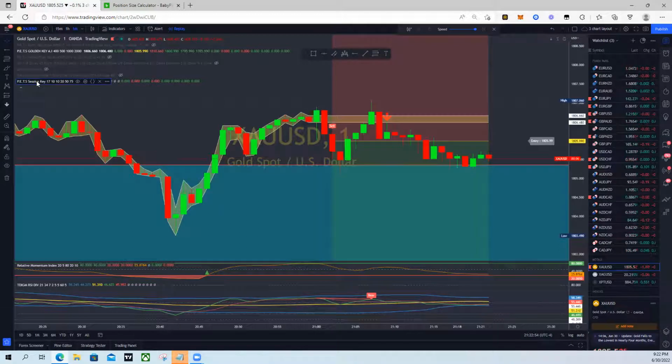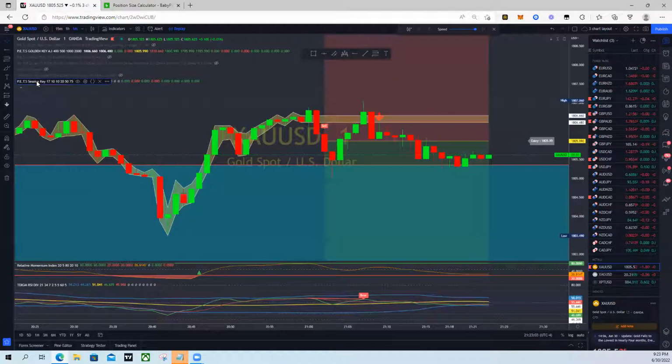9 to 11. We should start at 6 o'clock for session key. That way we can go through some of the setups. And then once the setups start firing off on the lower time frame, we can jump in them together. And then same thing with the golden key.